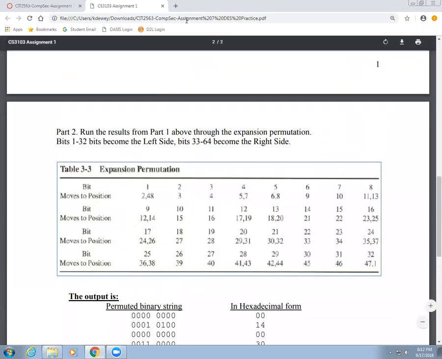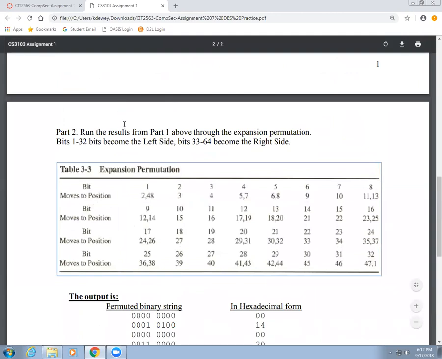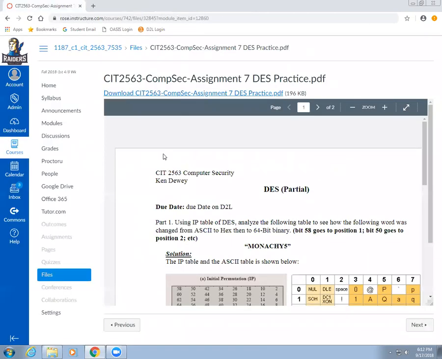That's your practice assignment. Let me get that to go away. Thank you. Now let's go look at the actual assignment.